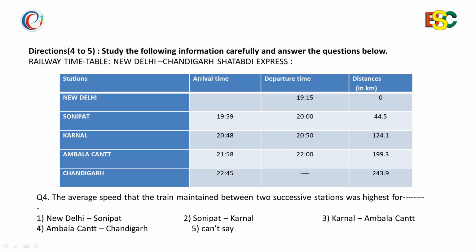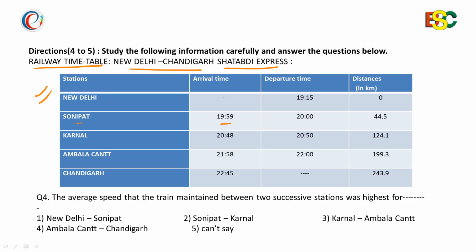Here in the table graph, a railway timetable of the Shatabdi Express is given from New Delhi to Chandigarh. Now let's first understand this table. See here, this is the column of distances, this is the column of departure time of the train, and this is the column of the arrival time.